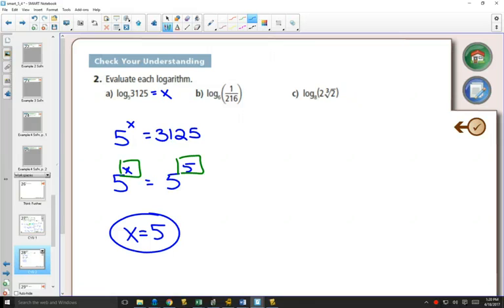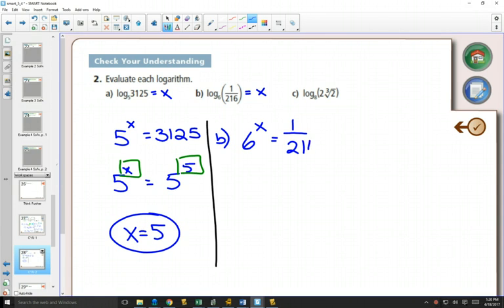So in part B here, the base is 6. If we make this equal to x, just like before, 6 to the x is equal to 1 over 216. Are 6 and 216 in the same column of your powers chart? Yes. 216 is 6 cubed. And if I have 6 cubed on the bottom there, I can use my exponent law and say that's the same as 6 to the negative 3.